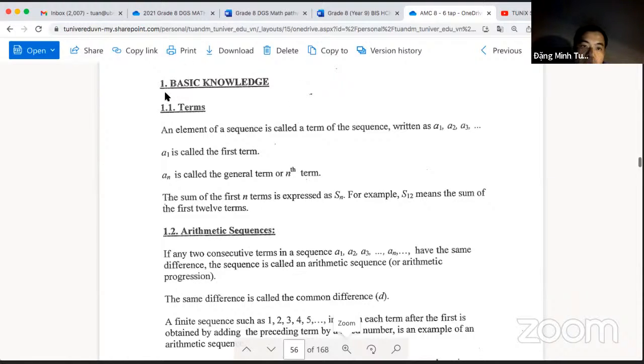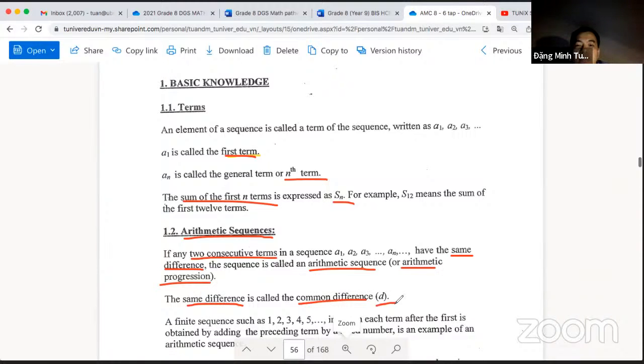So remember the nth term, and the sum of the first n terms is denoted by Sn. Here in arithmetic sequences, any two consecutive terms have the same difference, so they are called an arithmetic sequence or arithmetic progression, right? And that same difference is called the common difference D, right? The numbers 1, 2, 3, 4, 5 here are only the index, corresponding to the term, that's all.